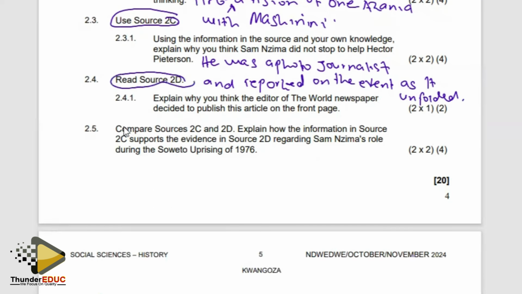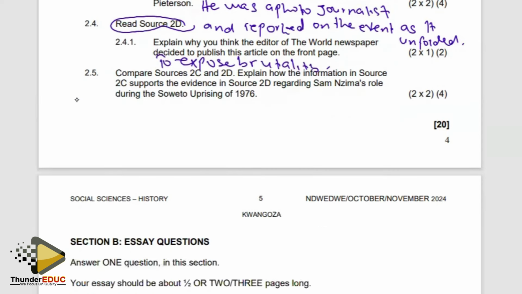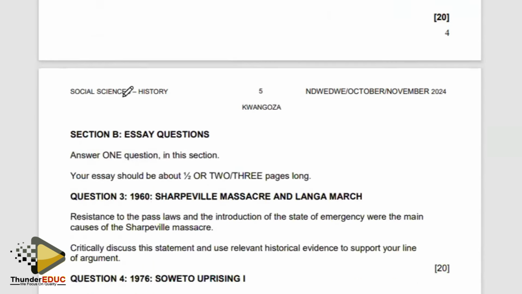Okay, let's move on to source D. Explain why you think the editor of the World newspaper decided to publish this article on the front page. One, to expose brutality. You can talk about to expose how the apartheid regime responded to the mass protest action. Also to sympathize or empathize with the struggle of the Black South African students.